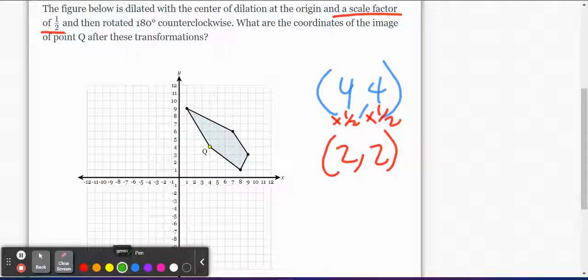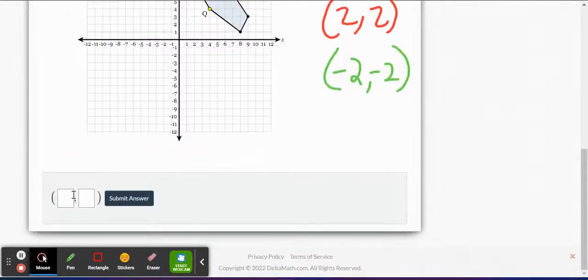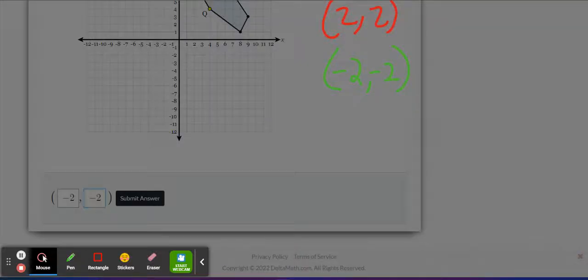And then it's rotated 180 degrees clockwise. So that means you change the signs. So it's (-2, -2). So that's my answer. (-2, -2). Submit.